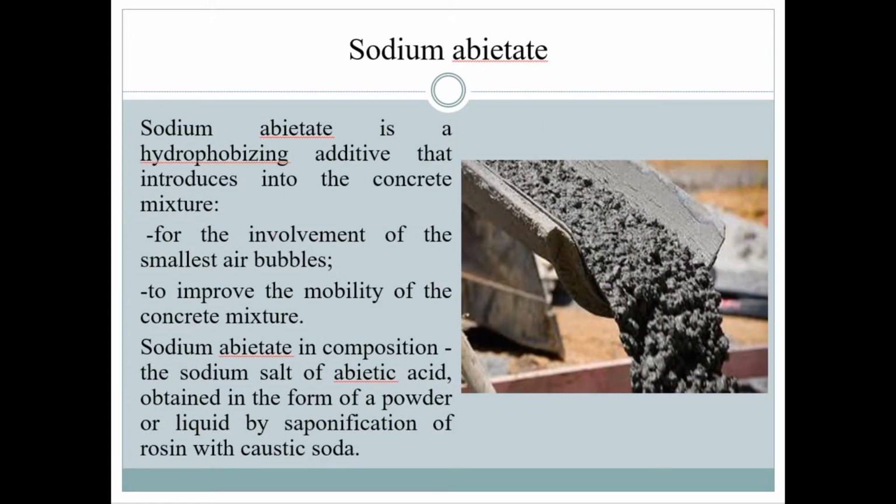Sodium abietate. Sodium abietate is a hydrophobizing additive introduced into the concrete mixture for the entrainment of the smallest air bubbles to improve the mobility of the concrete mixture. Sodium abietate is composed of the sodium salt of abietic acid, obtained in powdered or liquid form by saponification or frothing with caustic soda.